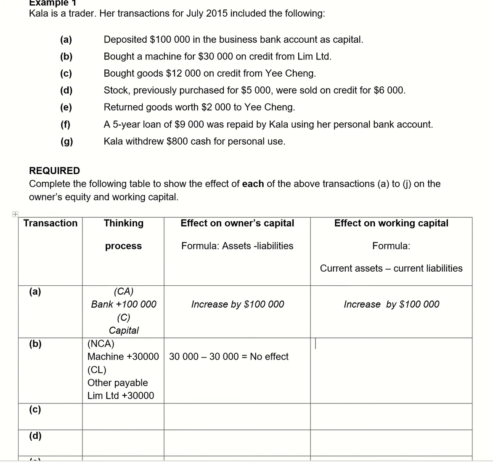Now if you move on to working capital, is there any current asset in this transaction? There is no current asset, so current assets is 0. Is there any current liability? Yes. 0 minus Lim Limited, which is 30,000. You end up getting 30,000 as a minus. Then we will write this as a decrease by $30,000.